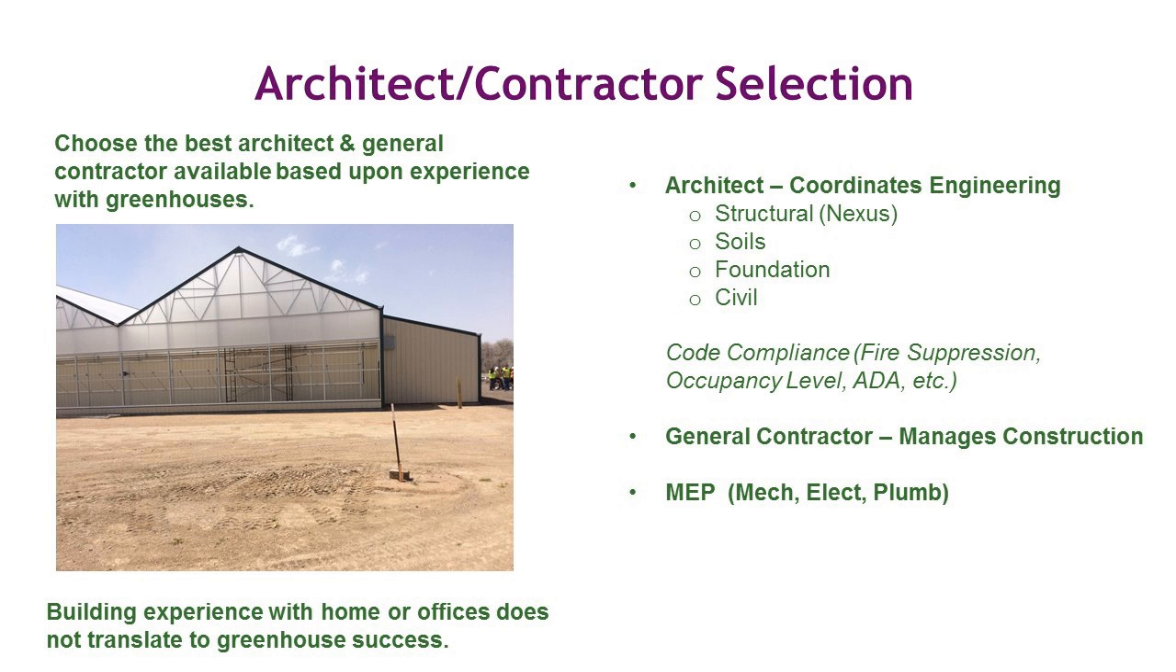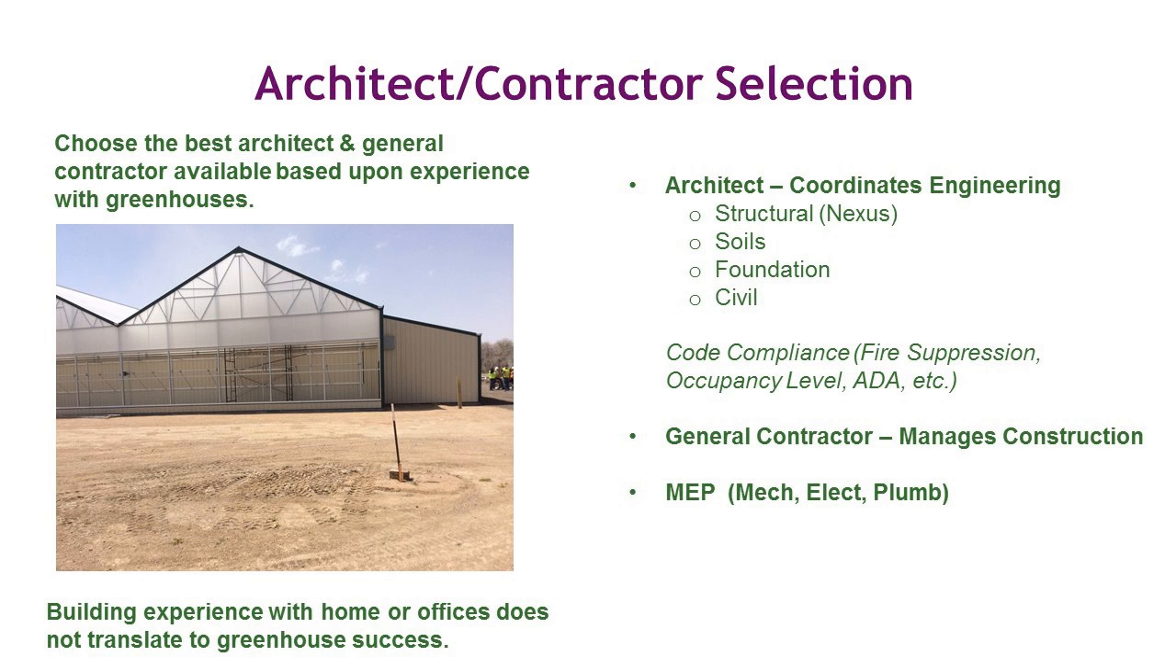Now, the architect's also going to be familiar with different code compliances that he needs to know about, such as fire suppression, occupancy level, and ADA for handicap accessibility, exactly. And then a general contractor, he could do a lot of the same work as the architect. He can coordinate this work, but typically he works outside of the architect and he coordinates the different laborers on the project, the different tradesmen, exactly.